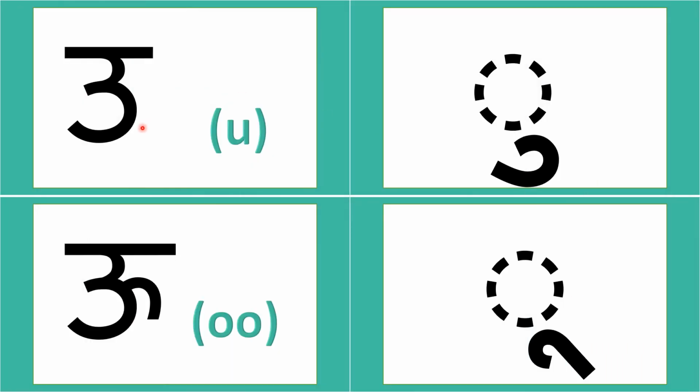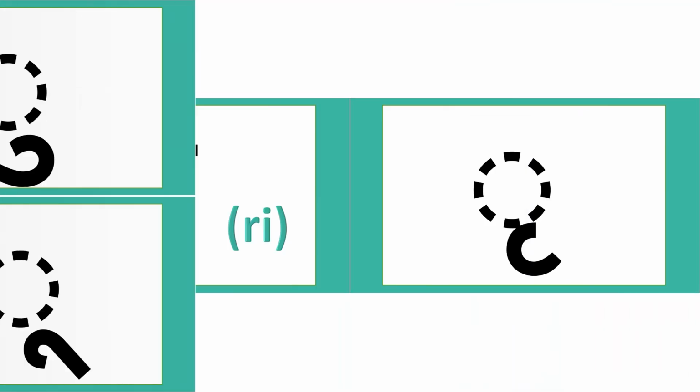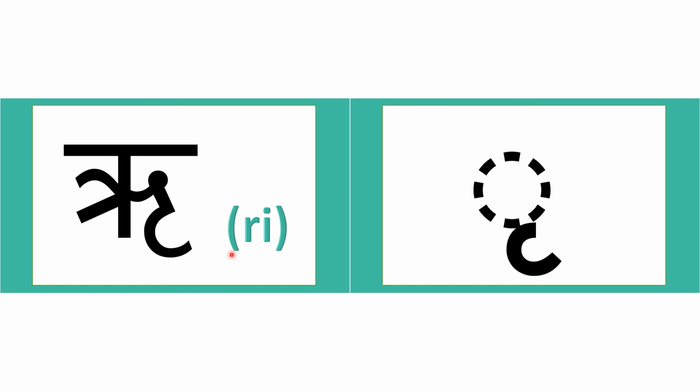For U, this symbol will come beneath the consonant. For Oo, this symbol will also come beneath the consonant, but this is going down and this is going up. You have to remember that for this Oo, this symbol will go up and this will go down. For Ri also, the symbol will come beneath the consonant, but the shape of this symbol is like a C.